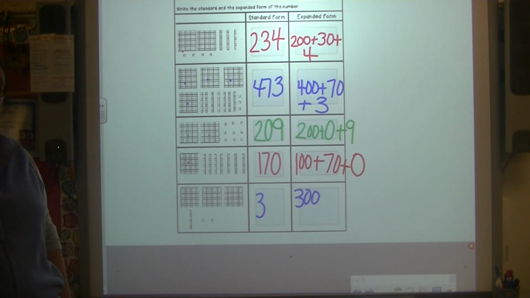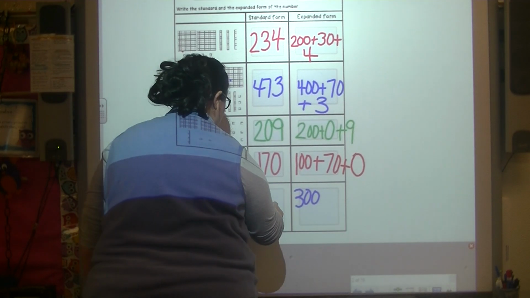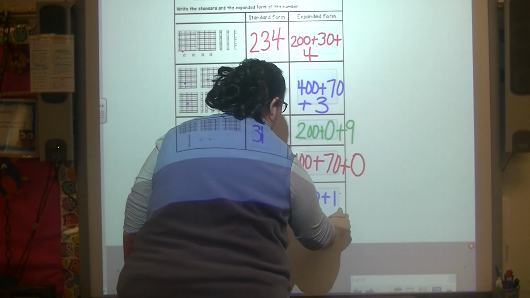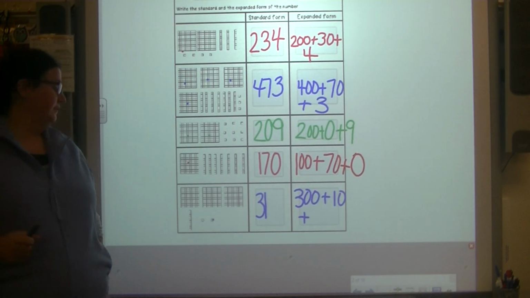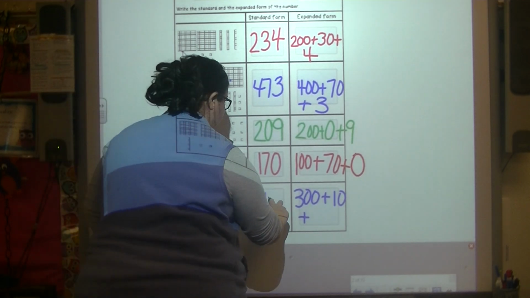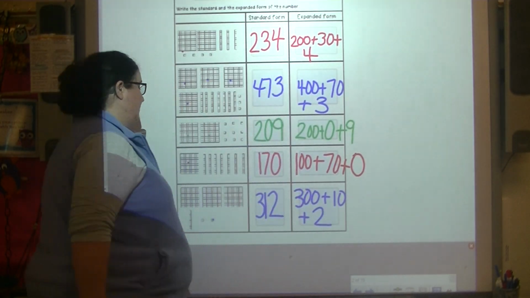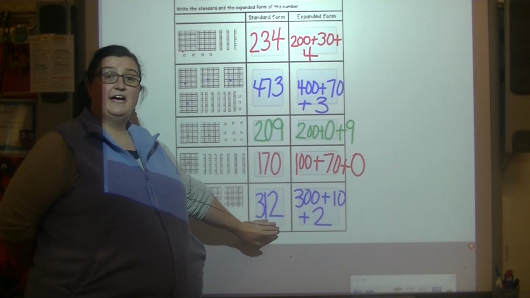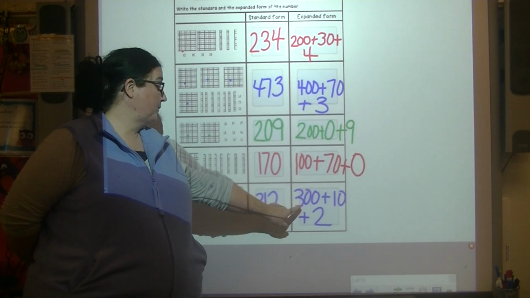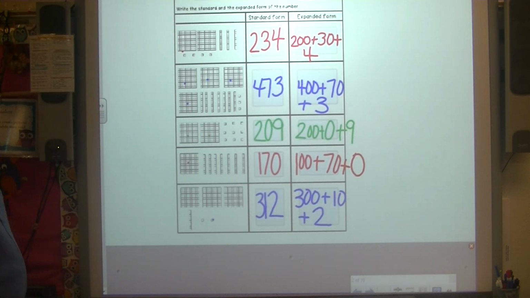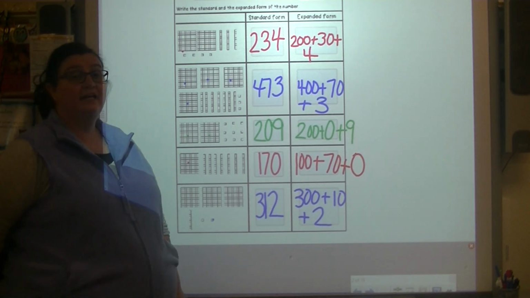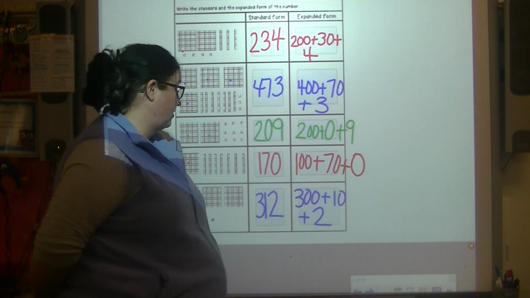110 equals 10. How many ones? 2. So we have 312, or 300 plus 10 plus 2 equals 312. Okay, we'll check it, and if you had some trouble, we'll send it back to you and let you try again.